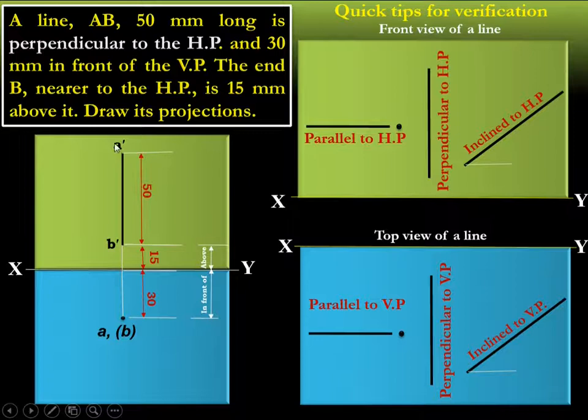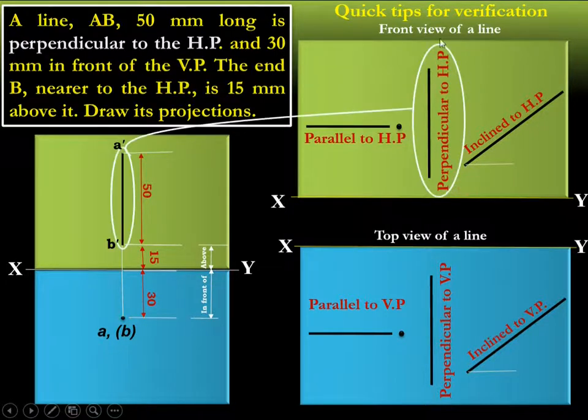Now let us verify the final solution using the quick tips. Ensure that the line is located in the first quadrant. We can use the keywords. HP means above the XY line, VP means below the XY line. It is given that the line is perpendicular to the horizontal plane. That means the line which comes above the XY line should also be perpendicular to the XY line. Here we can verify the given straight line is perpendicular to horizontal plane. Therefore, the projection which comes above the XY line is also perpendicular to the XY line.